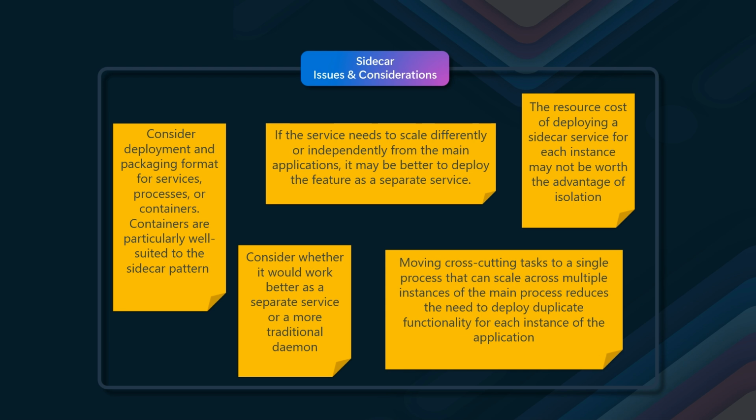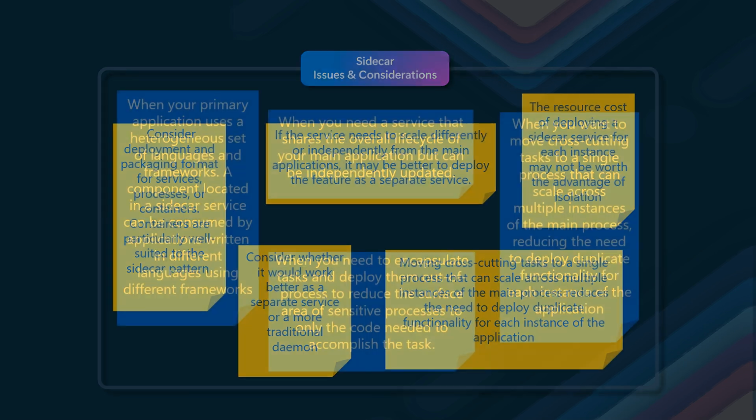Performance efficiency. Moving cross-cutting tasks to a single process that can scale across multiple instances of the main process reduces the need to deploy duplicate functionality for each instance of the application. By addressing these issues and considerations, you can effectively implement the sidecar pattern to enhance the modularity, security, and maintainability of your applications.